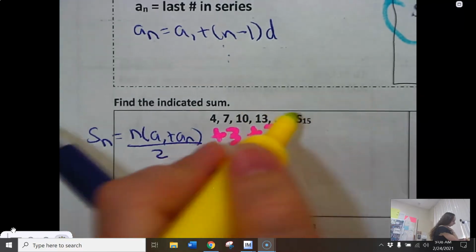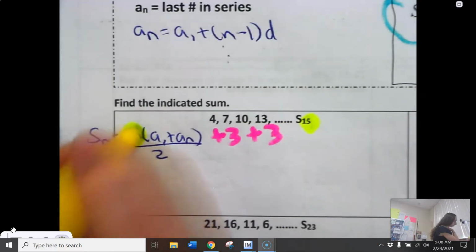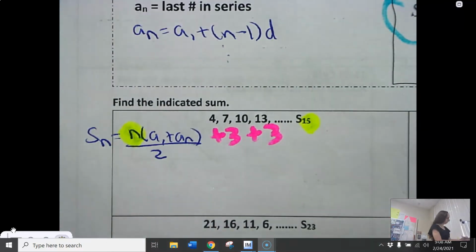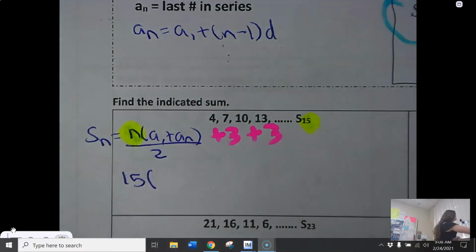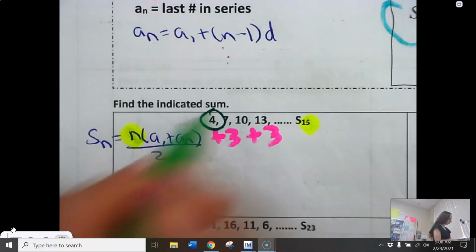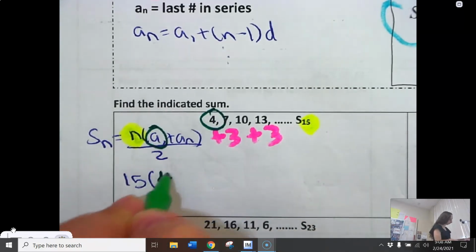So let's see here. They want the sum of the first 15 numbers. So I'm going to put 15 right in there. So I'm going to go 15 times. And they want a sub 1. So I'm going to put my a sub 1 right there.